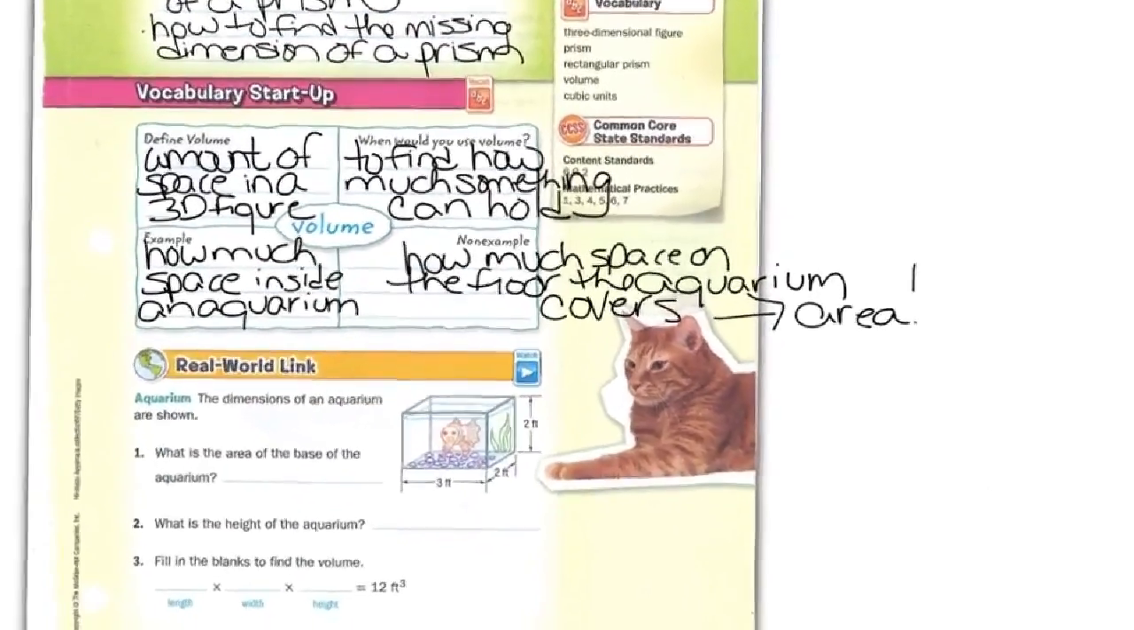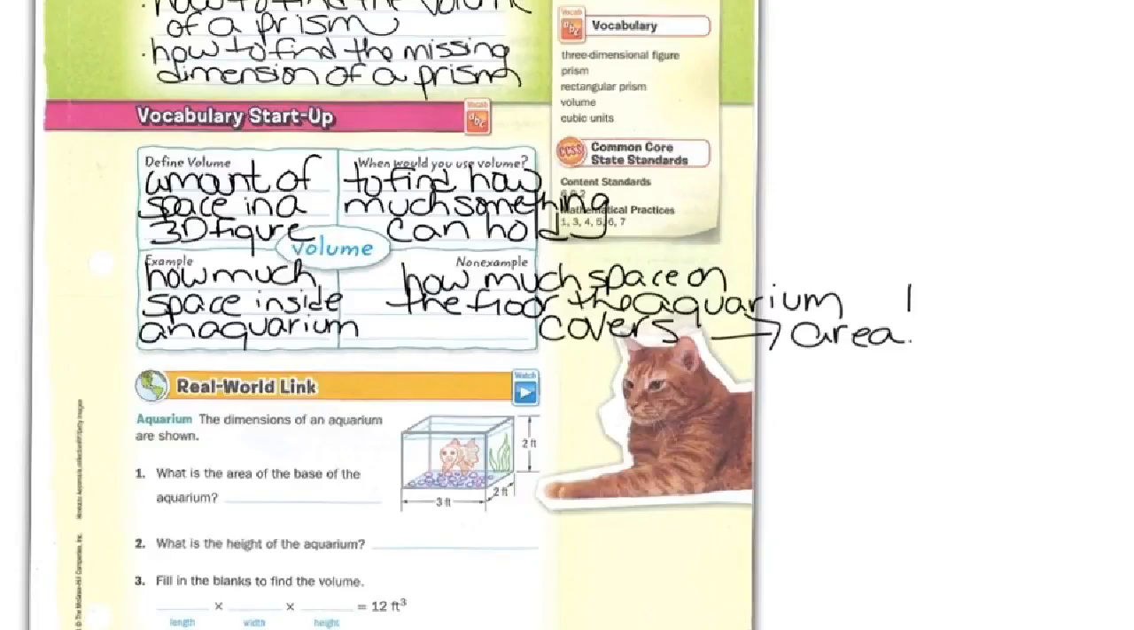So let's look at kind of a real world link. Here's our aquarium. You can see our aquarium right here with this pretty big fish inside. The dimensions are shown. You've got a base here that's 3 feet, another base that's 2 feet, and the height is 2 feet. So what is the area of the base of the aquarium? Well, the base is a rectangle, so hopefully you remember how to find the area of a rectangle, or a parallelogram. It would simply be the length times the width, or 3 times 2, which equals 6 feet squared, is the area of the base.